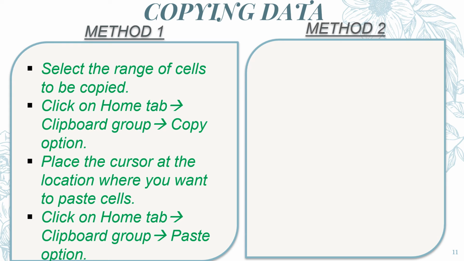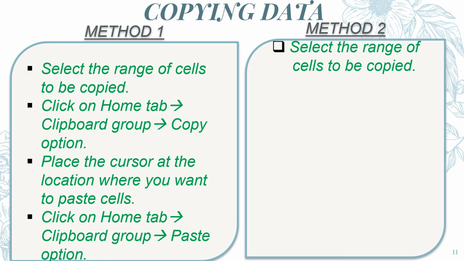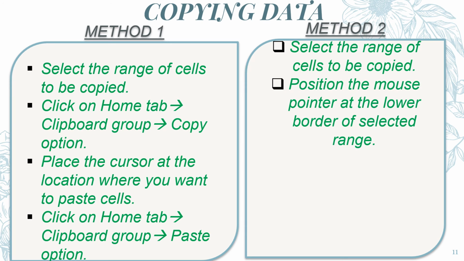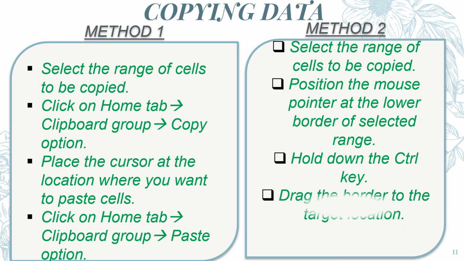Second method is the drag and drop method. In this method, you need to select the range of cells once again that you want to copy. Then position the mouse pointer at the lower border of the selected range. Hold down the Control key on the keyboard and then drag the border to the target location. After that, your cells will get pasted over there.